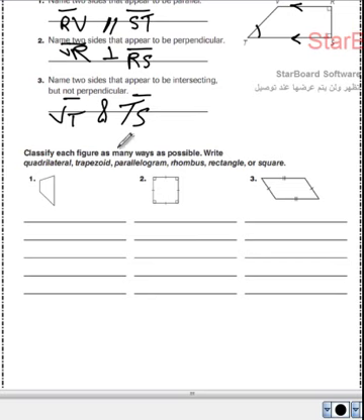Classify each figure as many ways as possible: quadrilateral, trapezoid, parallelogram, rhombus, rectangle, or square. First question, what is this? All of them, teacher, are called quadrilaterals. Why? Because they have four sides. Every shape has four sides. So they are quadrilaterals.